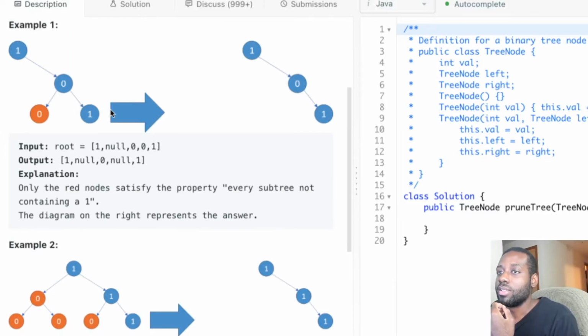So let's see how it's going to work. We're going to do a post-order. So we go down to zero. Zero visits its left side and its right side. There's nothing on the left side, nothing on the right side, so it's null, null. And the value of that node is not a one. So we can mark this whole subtree as being not good. It does not contain a one.